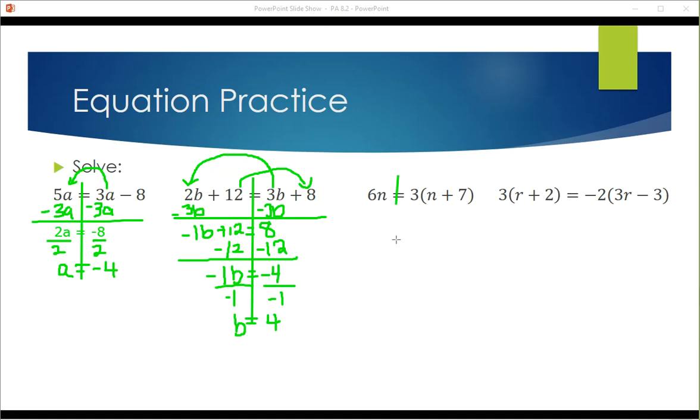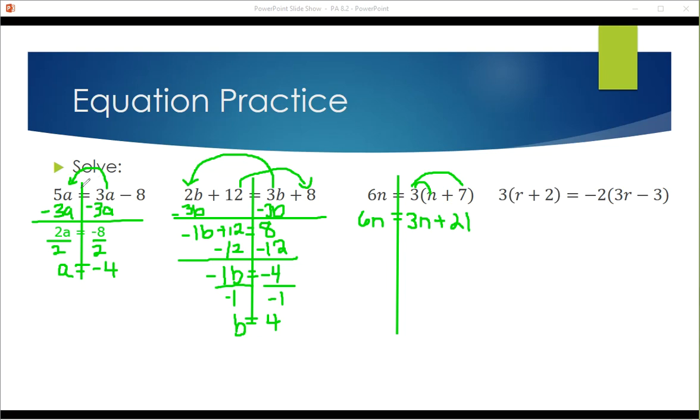Okay, for the next problem, I need to simplify over here on the right side before I start moving things back and forth. So I'm going to simplify by distributing just like we've done in the previous lesson. So I have 6n. It's going to be equal to 3 times n, which would give me 3n. 3 times 7 would give me plus 21.